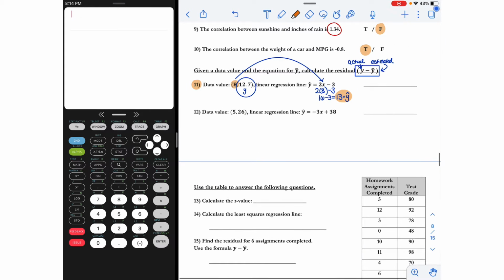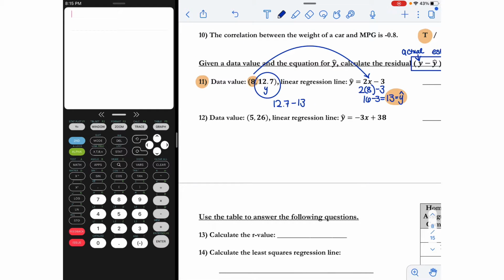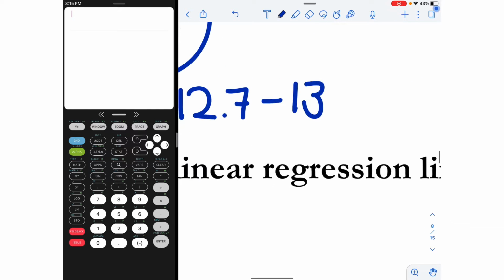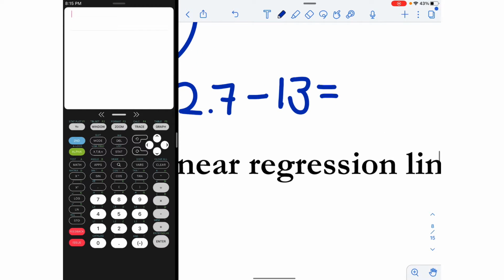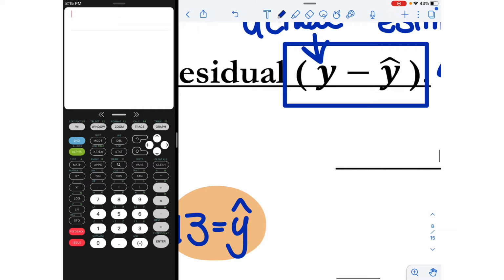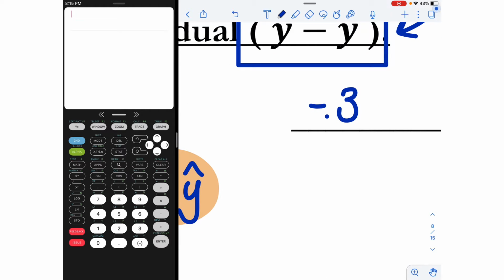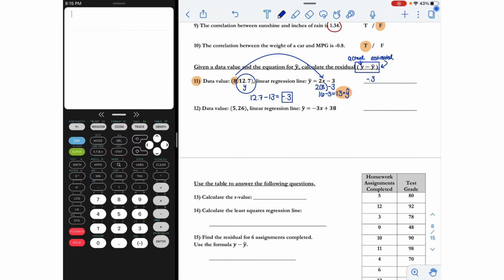To calculate the residual, I'm going to take the y value, the original real data, minus the y hat, the estimated, and that gives me my residual, which is negative 0.3. Okay, that's the answer. If the question then said, is the data value above or below average, we would say it's below average because the residual was negative. All right, you guys try the next one on your own.